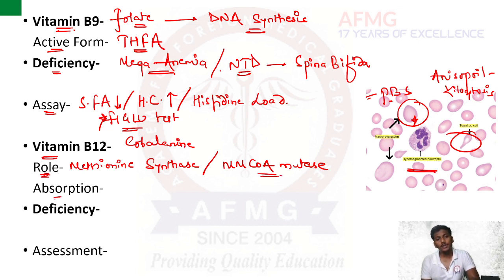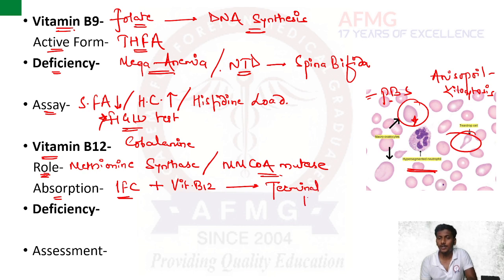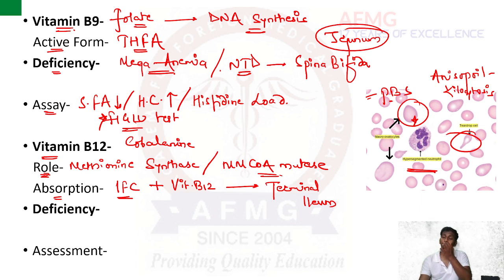If I talk about absorption of vitamin B12, I hope all of us are aware that vitamin B12 forms a complex with intrinsic factor of Castle. This intrinsic factor of Castle is produced by the parietal cells in the stomach. This complex is absorbed from the terminal ileum. Whereas folic acid, please remember, is absorbed from the jejunum. This is important. Whereas iron is absorbed from the duodenum.